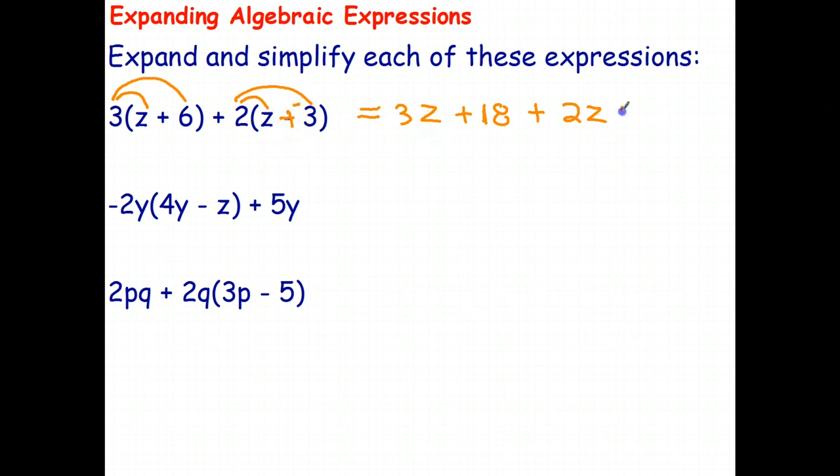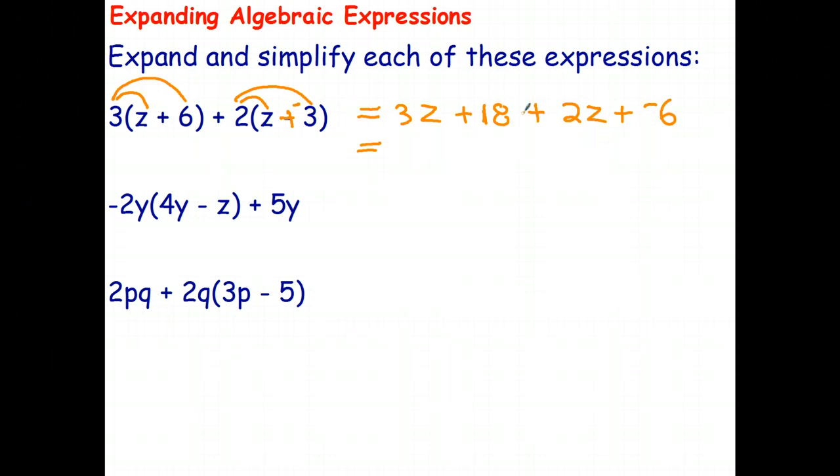And then I'm going to end up with plus, because I changed that to a plus, and 2 times negative 3 is negative 6. So if you change all of your subtractions to plus negatives, then you're only ever going to have to add integers, and you'll never have to subtract them.